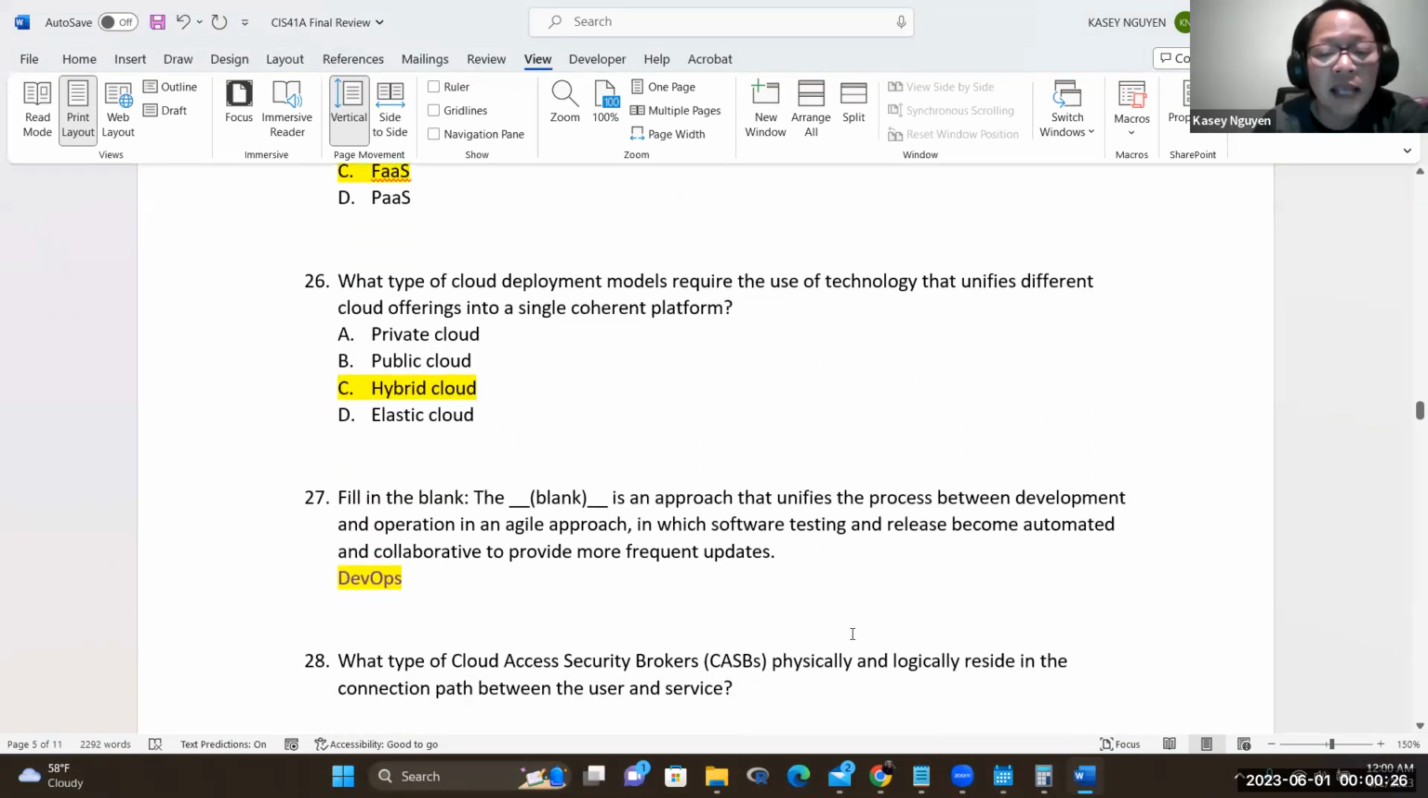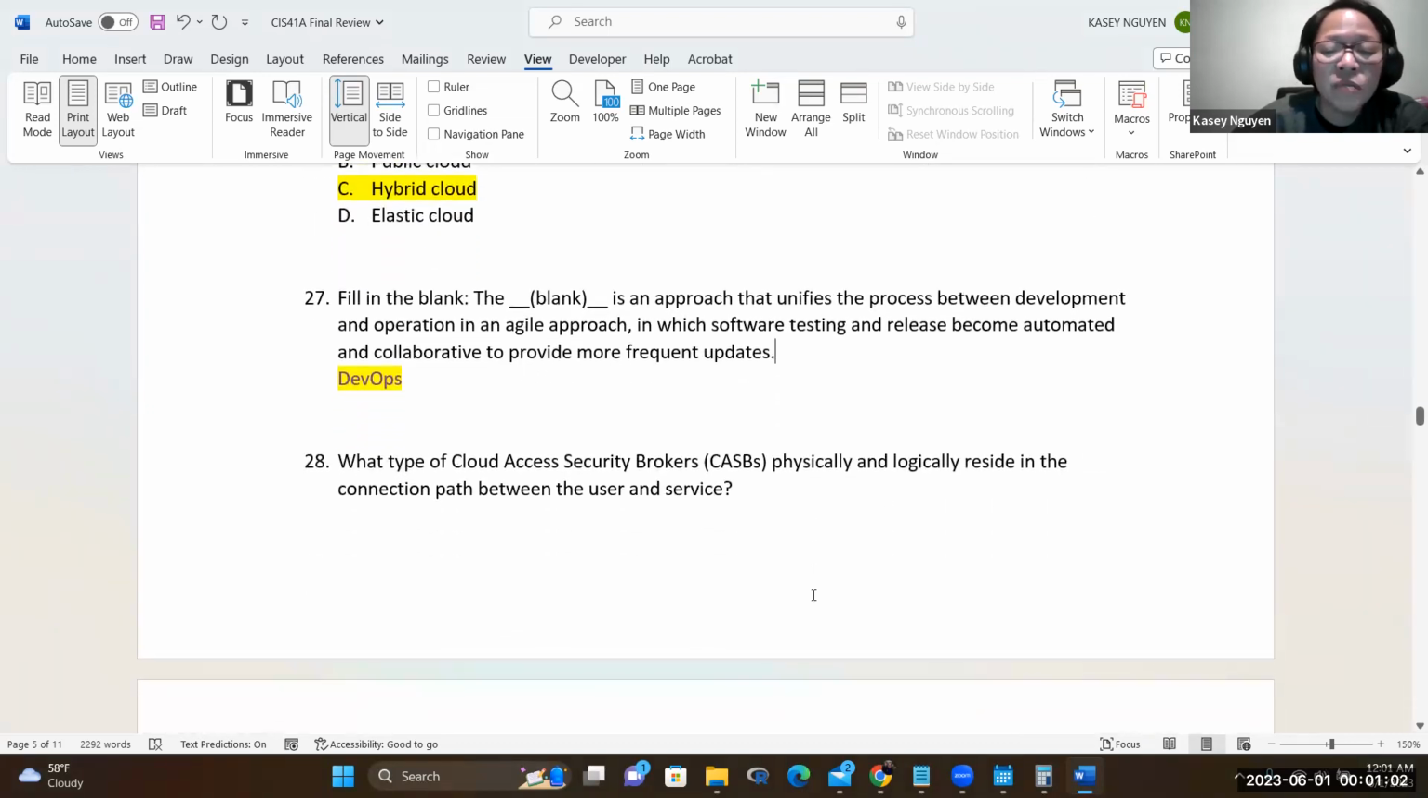27, fill in the blank. The blank is an approach that unifies the process between development and operation, in which agile approach, software testing, and release become automated and collaborative to provide more frequent updates. So the keywords here that you should look at are development and operations in the agile approach. That leads to DevOps. So DevOps encompasses the process for development and operation for testing, release, and collaboration between business and development.